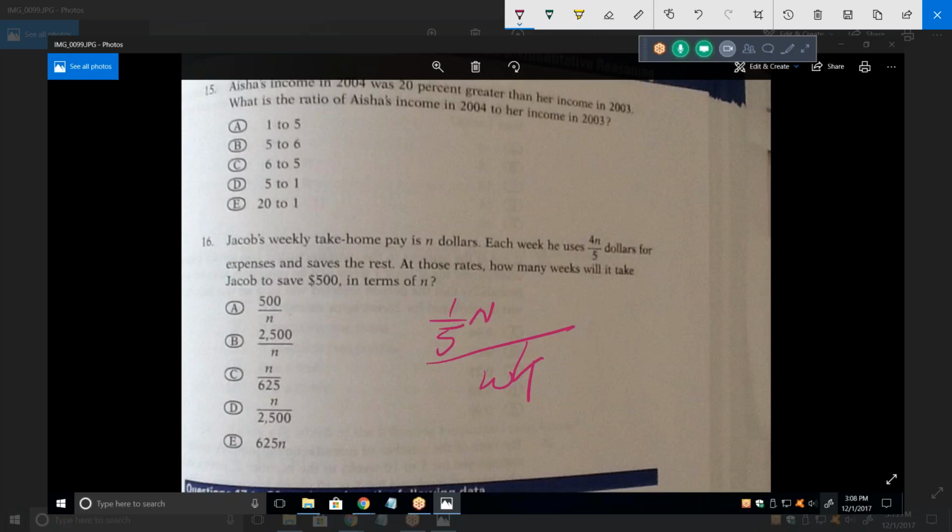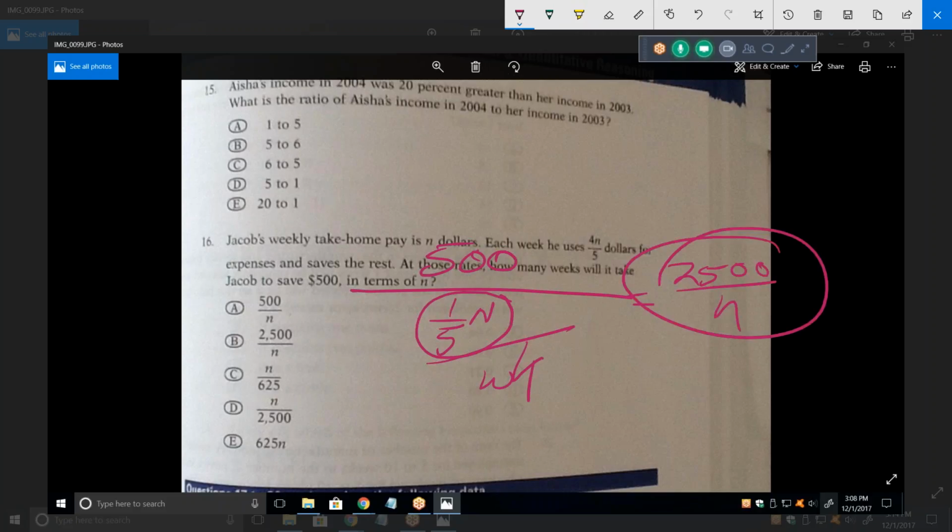And in order to save a total of $500, you've got to divide that into $500. In other words, if you want to save $500 and you're saving $2 a week, you divide 500 by 2. If you want to save $500 and you're saving $50 a week, you divide 500 by 50. Well, we're saving 1/5 n per week, and if I do that math, I get 2,500 divided by n. So that is the algebraic way to do it.